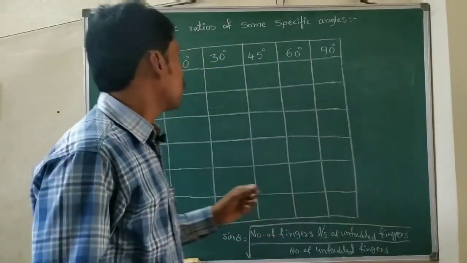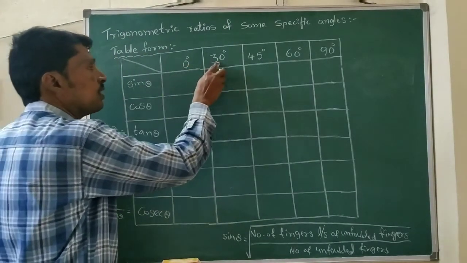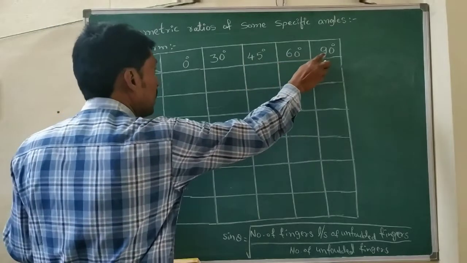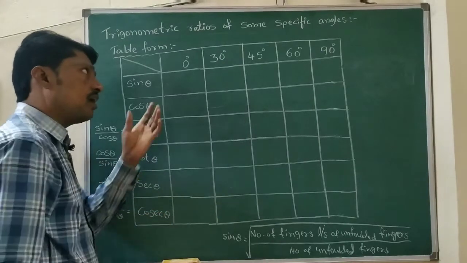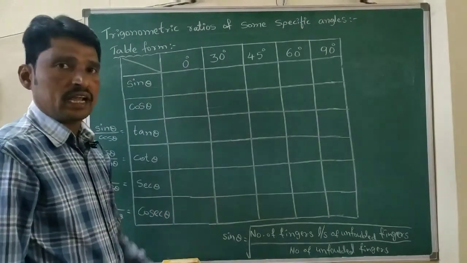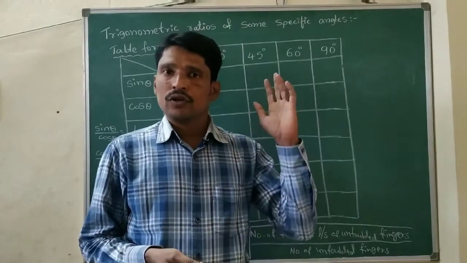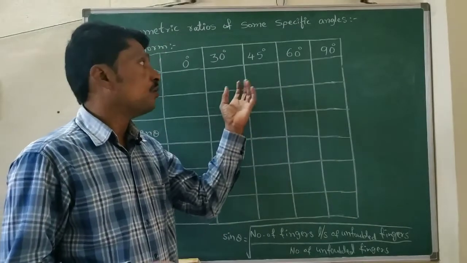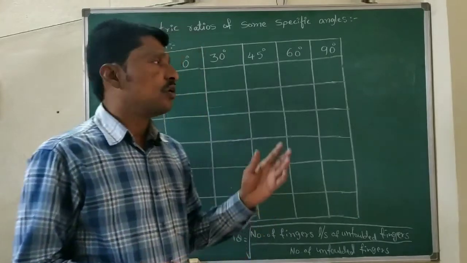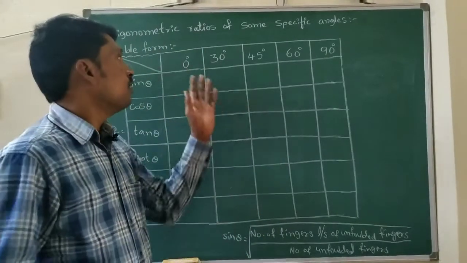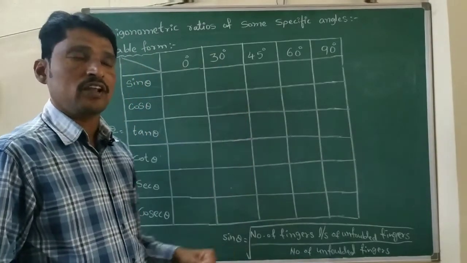Let us see. So here for sin theta, the theta values we are taking as 0, 30, 45, 60 and 90. Similarly for cos, tan, cot, sec, cosec, we need to take these specific angles. Students, you have to learn this table. So how can we get it easily? There is an easy way to remember these trigonometric values.